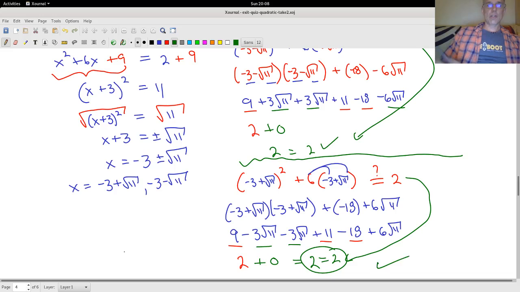So that's another check. So both of these answers check. So I have those two solutions, which check here and there. Cool. All right, moving along.